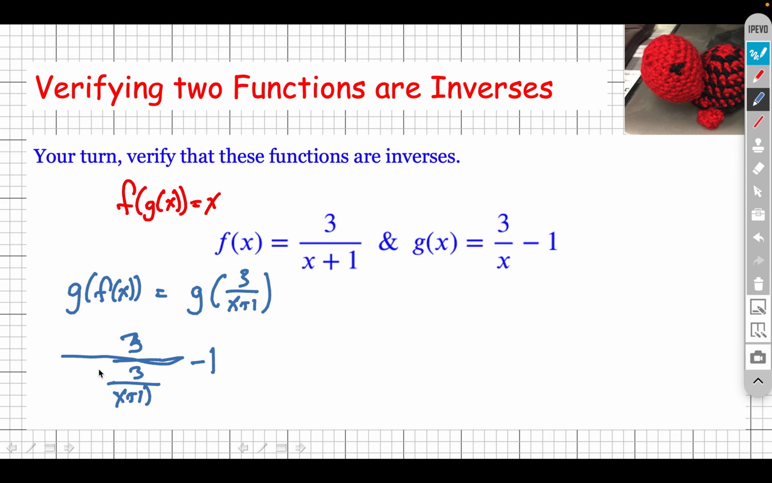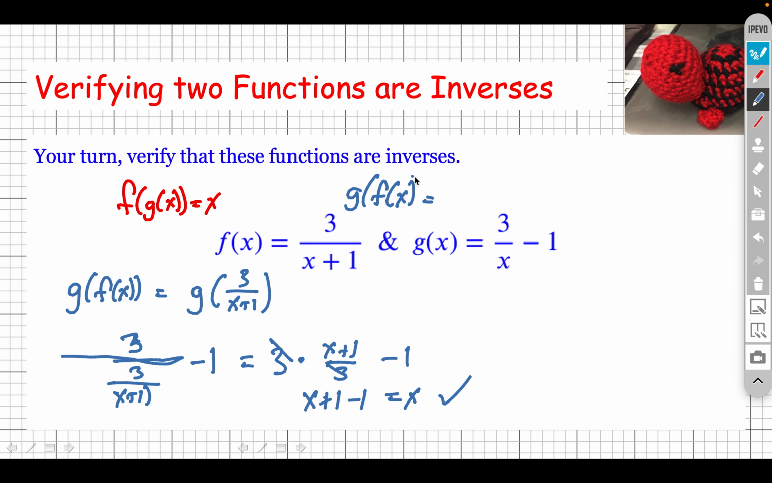Well, this kind of gets nasty looking. But again, use this idea, we're dividing by a fraction. So I'm going to go 3 times x plus 1 over 3, minus 1. And the 3 times x plus 1 over 3, the 3's cancel. I get x plus 1 minus 1 equals x. And that works. So g of f of x equals x.